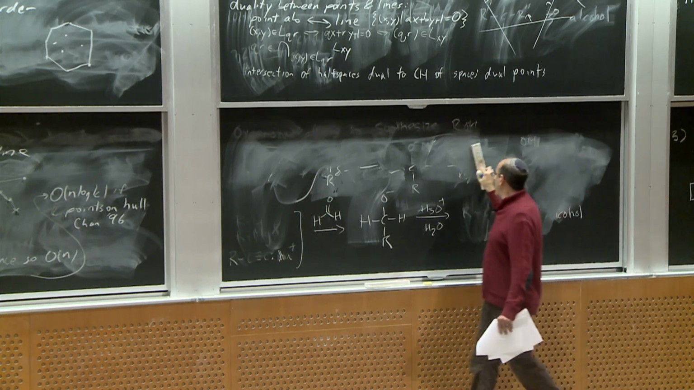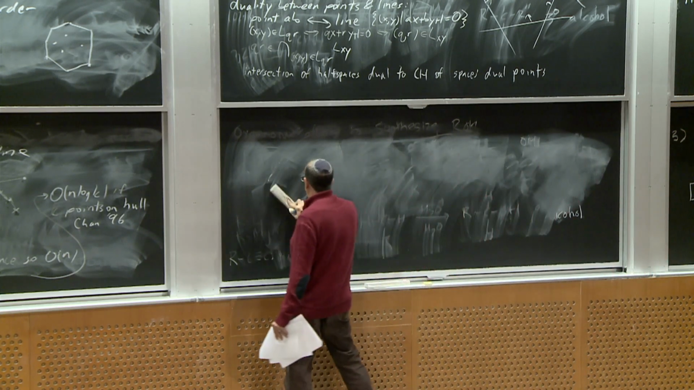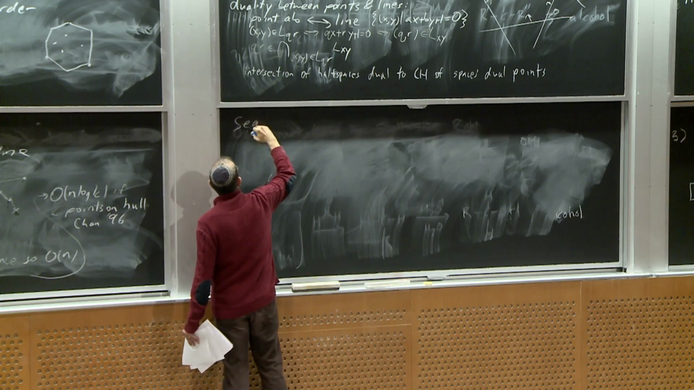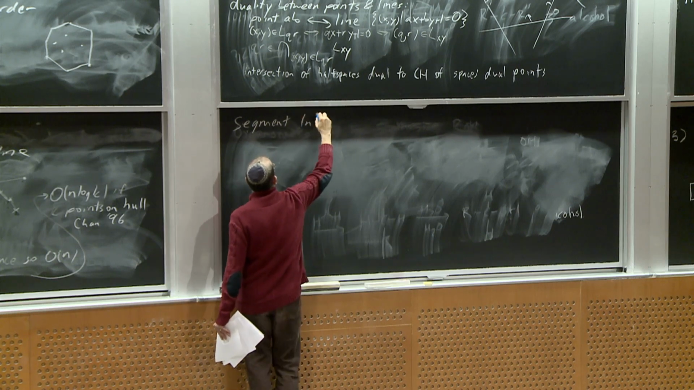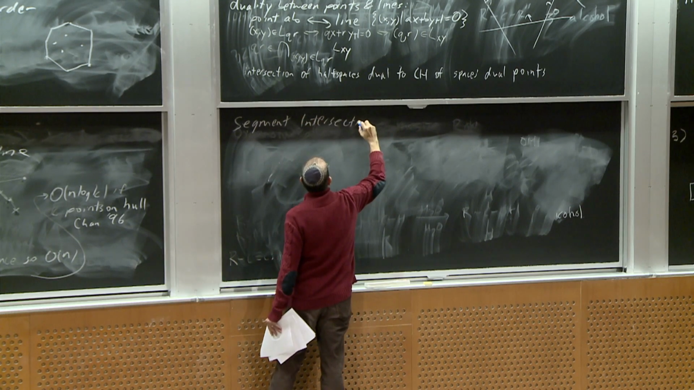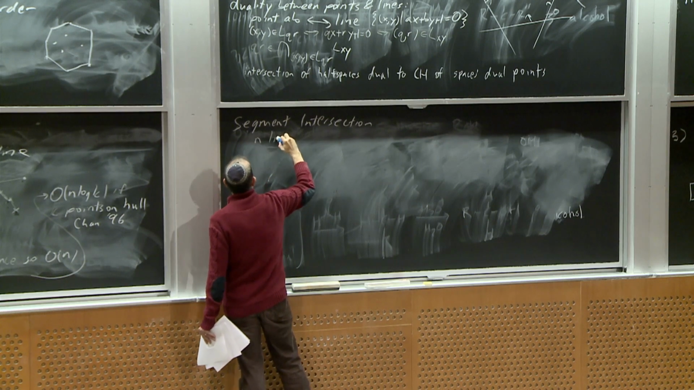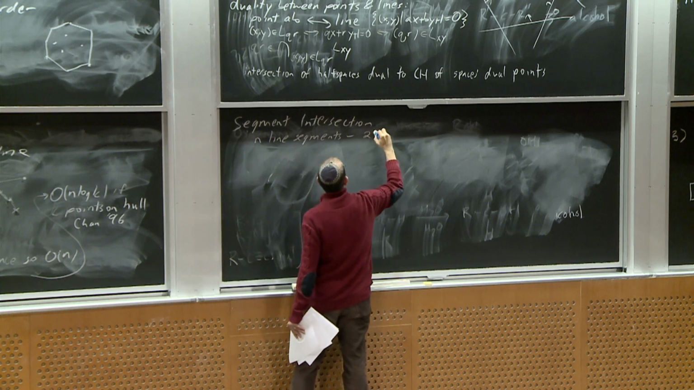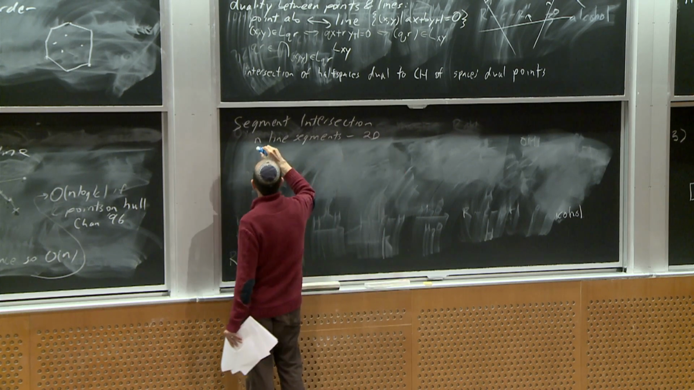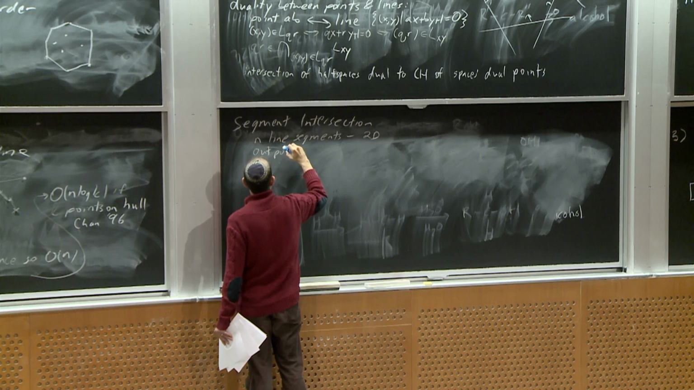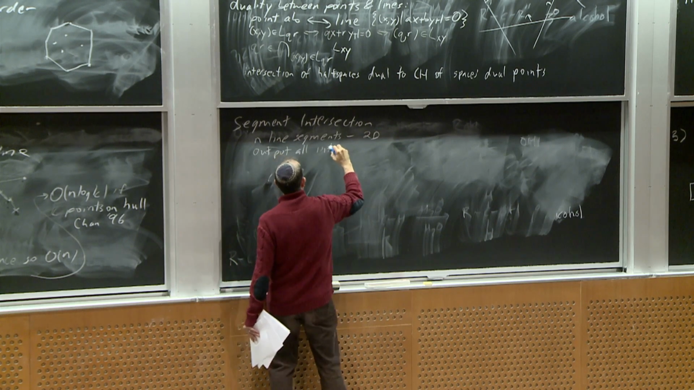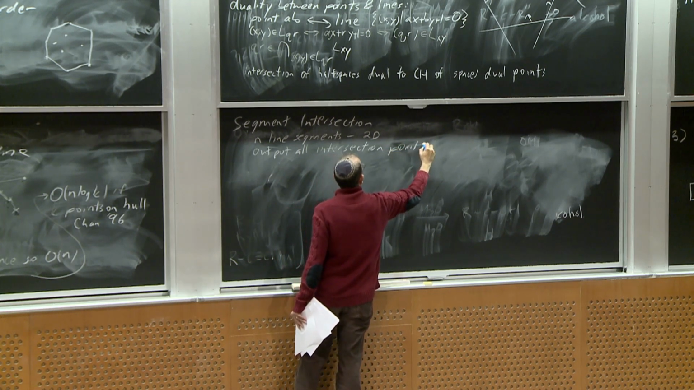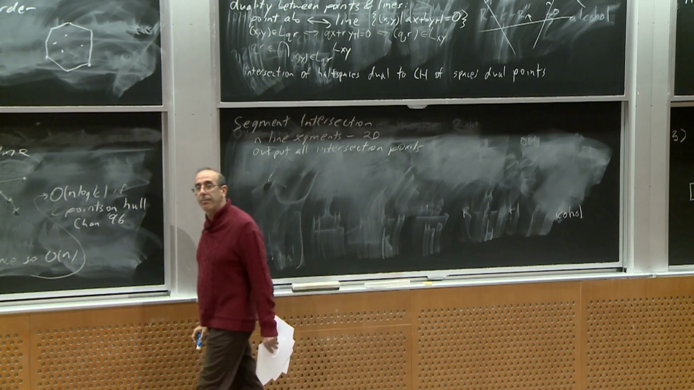No? OK. So the second one that I wanted to do in a really quick way is known as the segment intersection problem. You're given n line segments, again in 2D, and you want to output all the intersection points between these line segments.